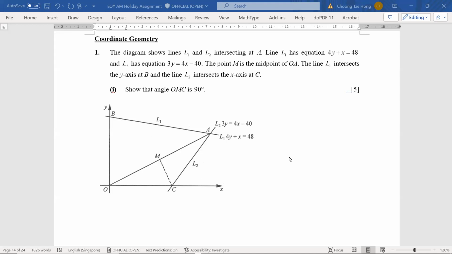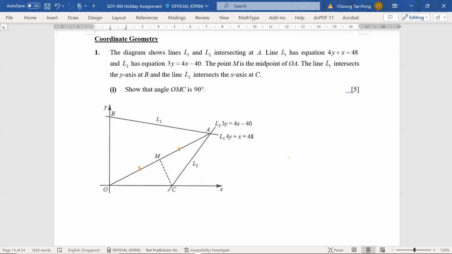Since M is the midpoint of OA, it's good that we can do some marking. I'm going to draw these two lines here to show that OM and MA are the same length. It's good to mark out on your diagram as you read the question, so that later when you need the info, one look at the diagram and you have it at hand. You don't have to keep rereading the question. The line L1 intersects the y-axis at B, and the line L2 intersects the x-axis at C.